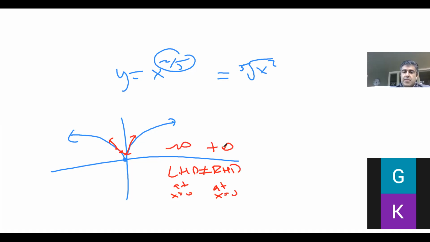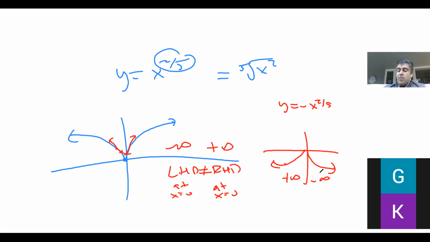Or if you reversed it, like let's say y equals negative x to the 2/5 power, which would be flipped over, then of course it'd be reversed. The left-hand derivative would be positive infinity, and the right-hand derivative would be negative infinity. So that's going to give rise to a cusp when it happens. So that's why we're lacking differentiability.